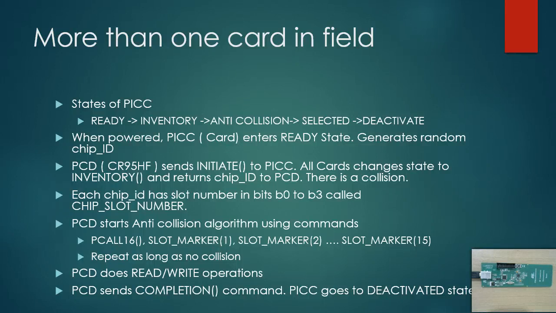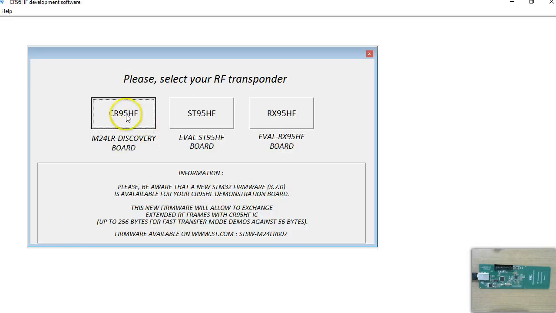In this video, I'm going to show you how the activation and the anti-collision works when there is more than one card in the field. As you can see here, I have connected the CR95HF demo board, and I just wanted to show you something interesting before we get into multiple cards. So I'm using the development software, and click on this button.